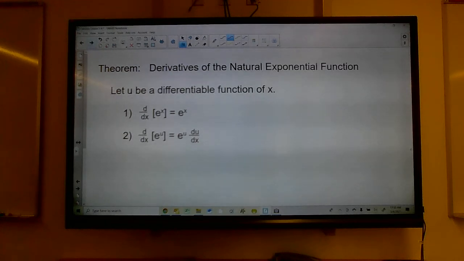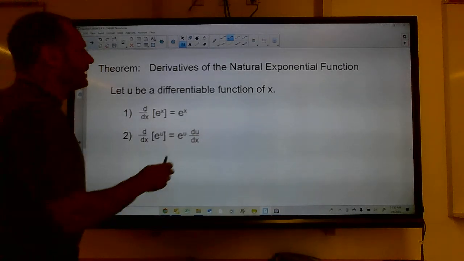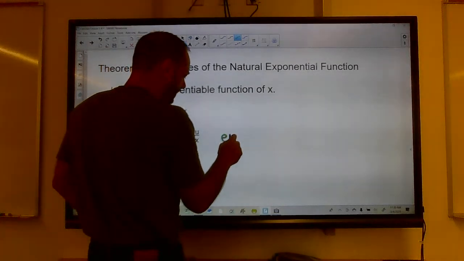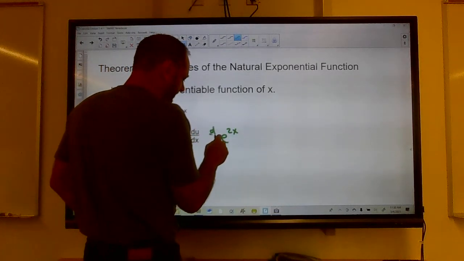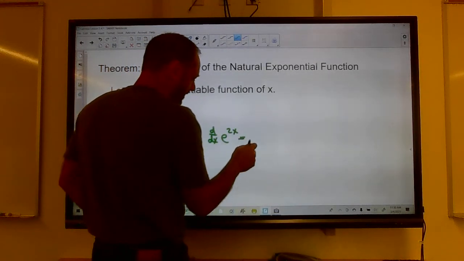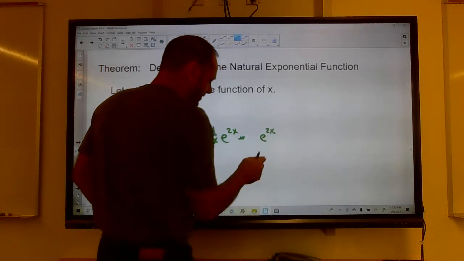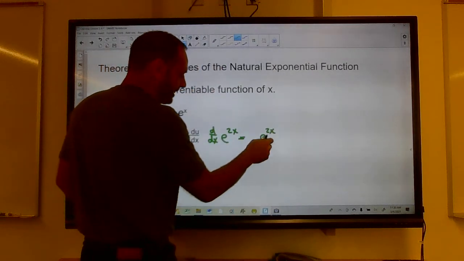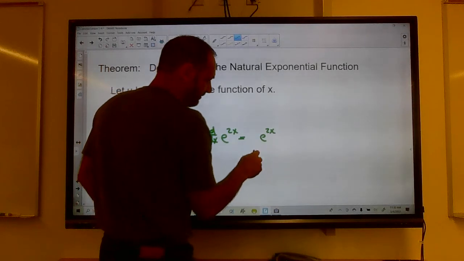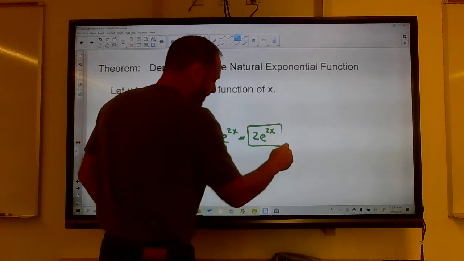And the derivative of e to the u is e to the u times du dx. So that involves the chain rule there. So if you had something like e to the 2x and you wanted to take the derivative of that, okay, that'd be e to the 2x because the derivative of e to the x is e to the x, and then it would be chain rule, so I'd take the derivative of 2x would be 2, and I'd be done.